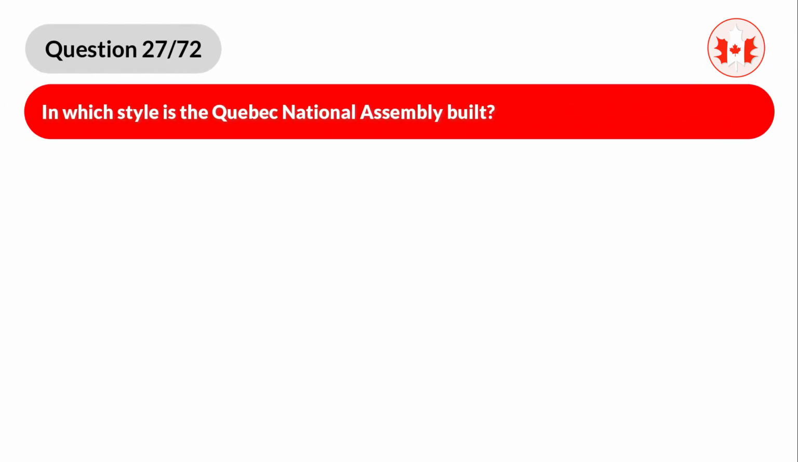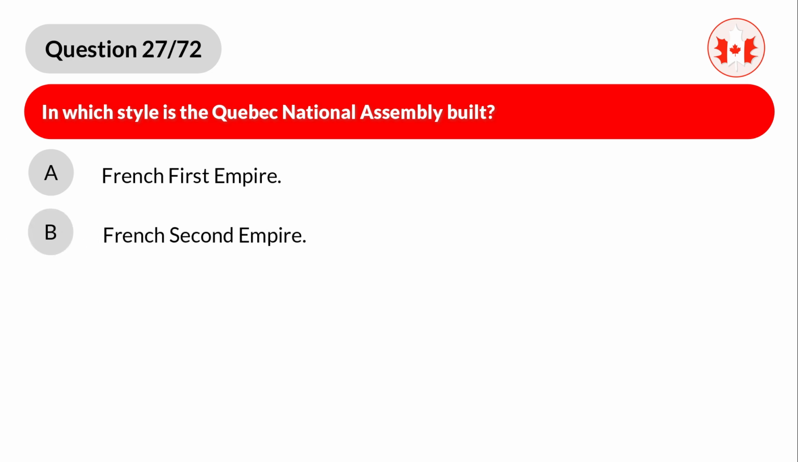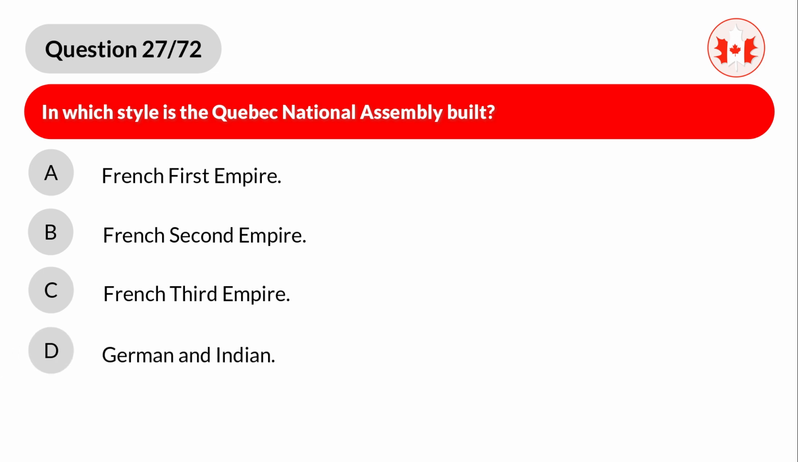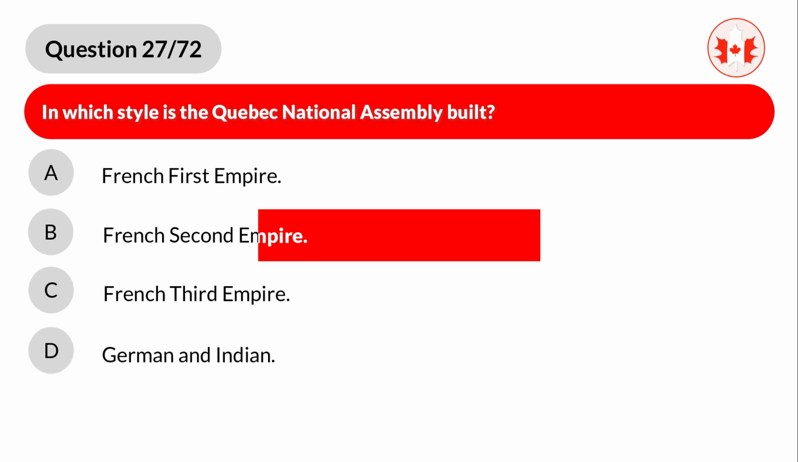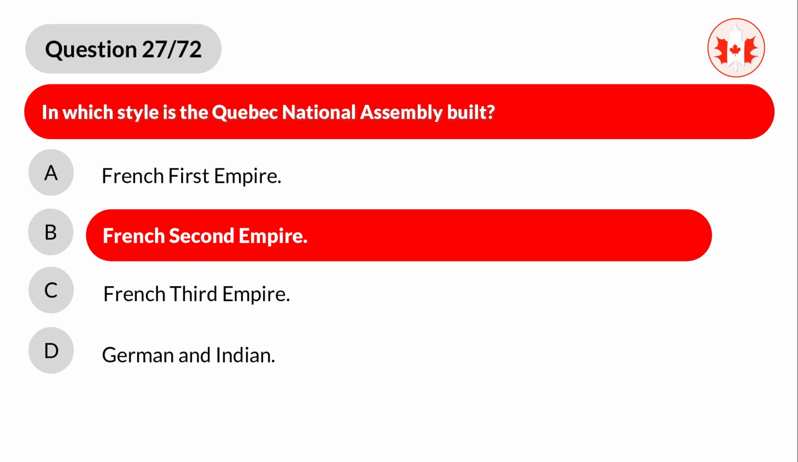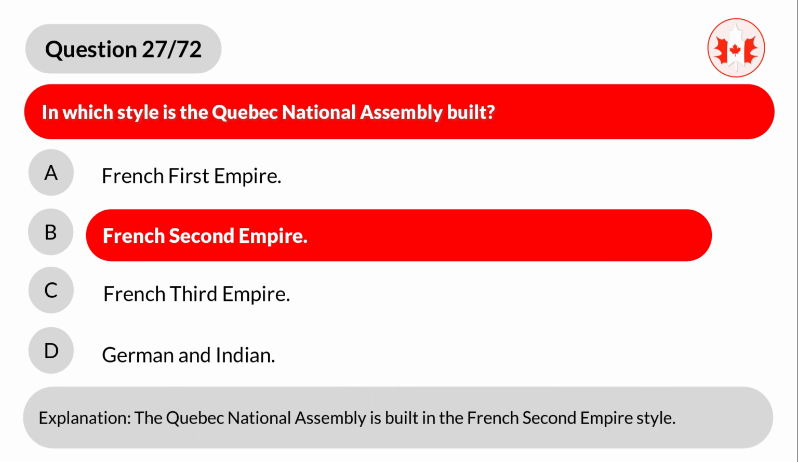Question 27. In which style is the Quebec National Assembly built? A. French First Empire. B. French Second Empire. C. French Third Empire. D. German and Indian. The correct answer is B. French Second Empire. Explanation: the Quebec National Assembly is built in the French Second Empire style.